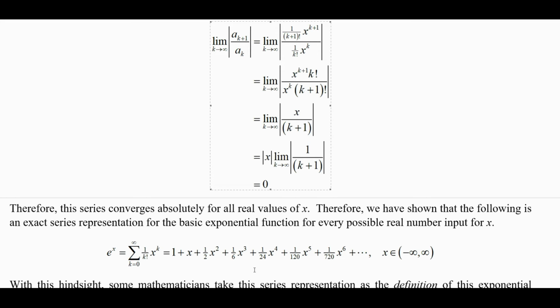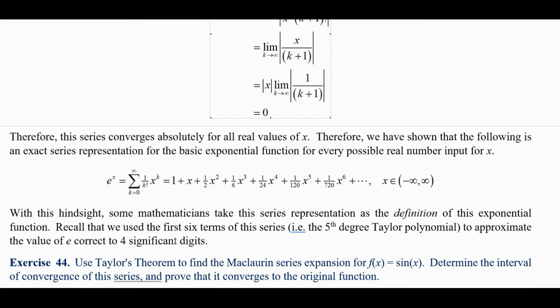representation. So with this in hindsight, some mathematicians like to take this as actually the definition of the exponential function. And of course, we can use this to find e to any particular number of digits by just working out enough terms of this polynomial, or e to any power for that matter. If you remember, in an earlier video we looked at the first 6 terms of this, the 5th degree polynomial, from 1 up to this x to the 5th term. And we plugged in, say, 1 for x, and we worked out e correct to 4 significant digits using that.